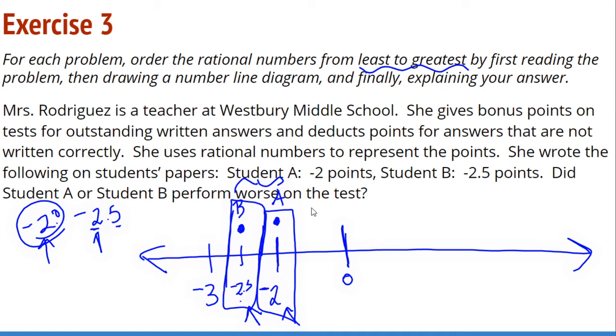Me personally, I would prefer to have no points taken away. I'd like to have a 0. That would be desirable. What does 0 mean in this problem? 0 means that no points were taken away. Student A only had 2 taken away, and student B had 2.5 taken away. So we could say that student B performed worse on the test because they had more points taken away.